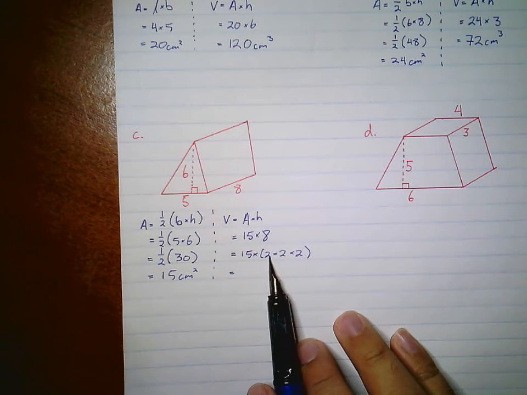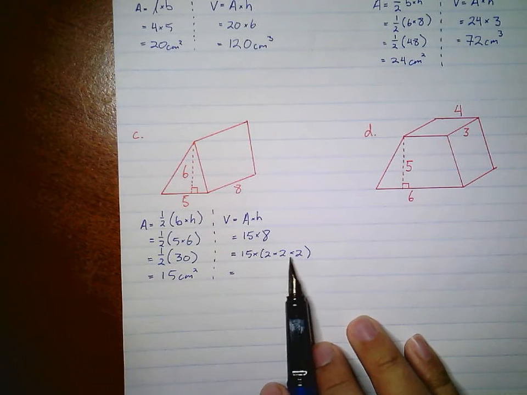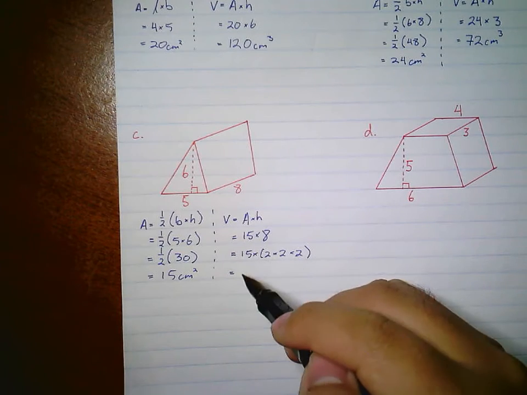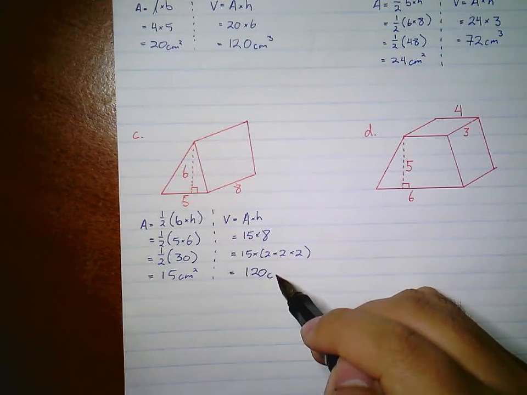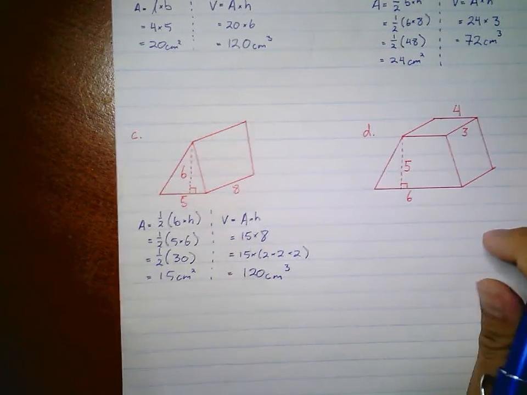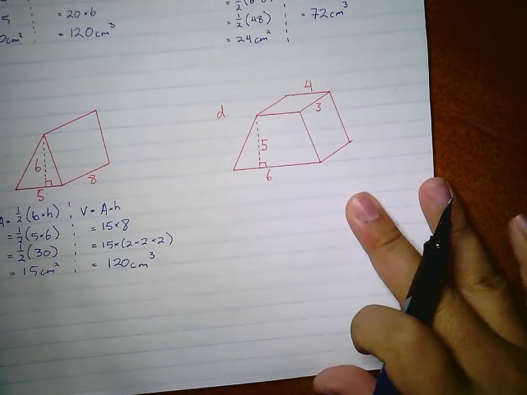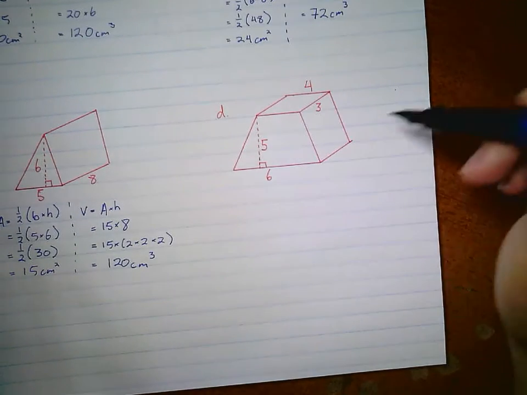So 15 times 2 is 30. 30 times 2 is 60. 60 times 2 is 120 centimeter cubed. Moving right along. Now we have a trapezoid.